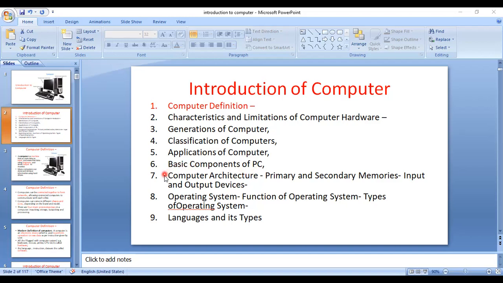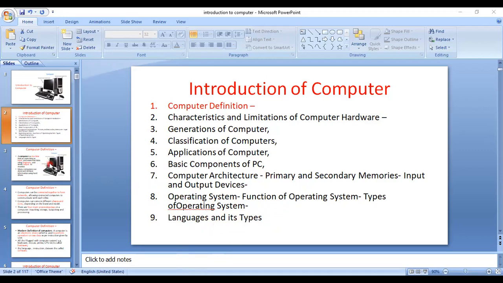And then after completion of this one, the computer architecture: what is computer architecture, what are the primary and secondary memories, and the different types of input and output devices. Before learning about the languages, you have to know about the operating system, what the functions of an operating system are, what the different types of operating system available in the market are, and then the different languages used by the computer and their different types.